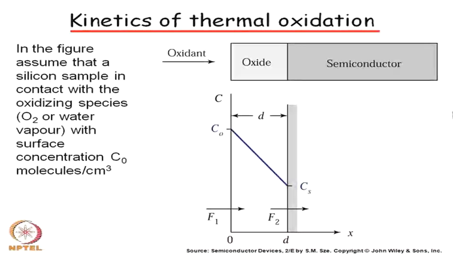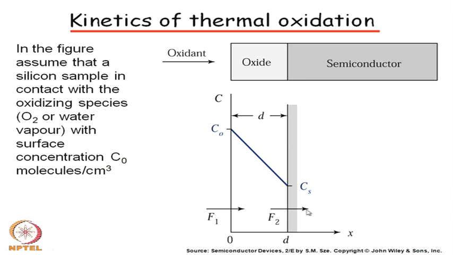Let us take a semiconductor sample. The oxidant species can be oxygen or water vapor, and there can be an oxide layer. If C0 is the surface concentration of the oxidizing species, which are basically the water vapor or the oxygen molecules, they have to diffuse through this oxide layer. Cs is the surface concentration at the semiconductor, that means at the interface between the oxide and the semiconductor.